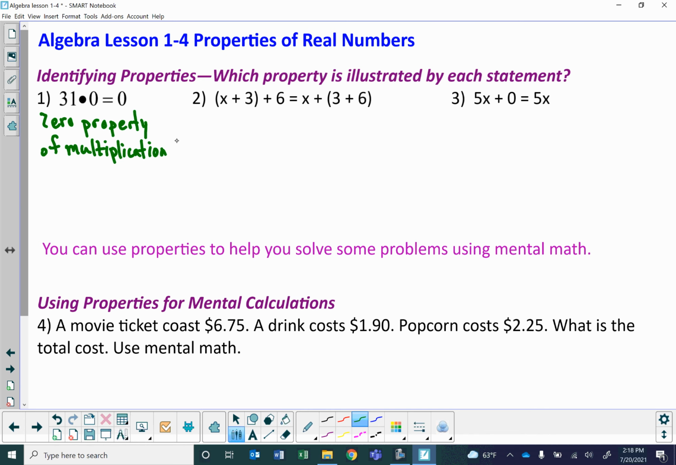Number 2, we have x plus 3 in parentheses plus 6 equals x plus parentheses 3 plus 6. If you notice, we have an x, a 3, and a 6 in the same order on both sides of the equation. However, the parentheses moved. They were originally around the x plus 3, and then they moved to the 3 plus 6. So this would be the associative property, because how we grouped things, who you associate with, your group of friends changed. In this case, it changed from the group being x plus 3 to the group being 3 plus 6. So this would be the associative property of addition.